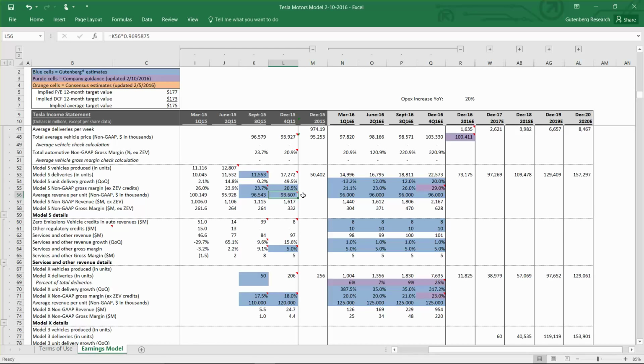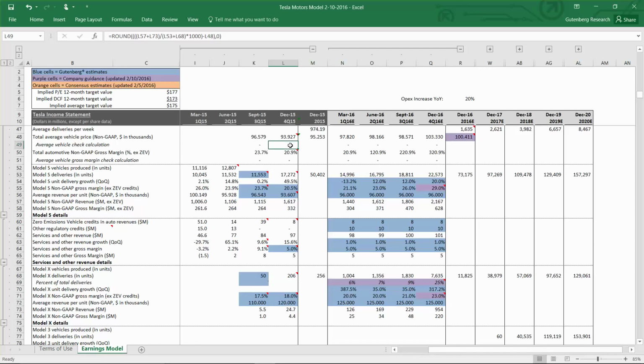Then from there, we can back out the zero-emission vehicle revenue, which they said they didn't have any, but they actually were able to sell about $8 million in credits for the quarter. And we can use that to derive the remaining revenue for the auto segment. And we can back into the Model X average selling price using the total deliveries of 206 vehicles that they gave us. So that would be about $120,000.